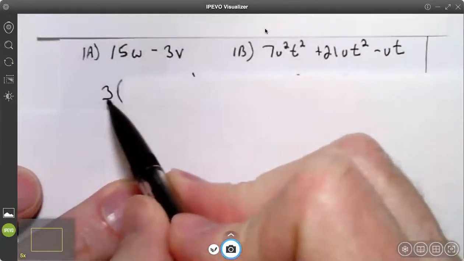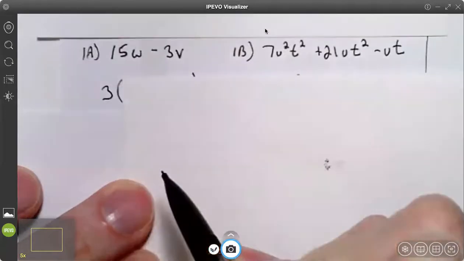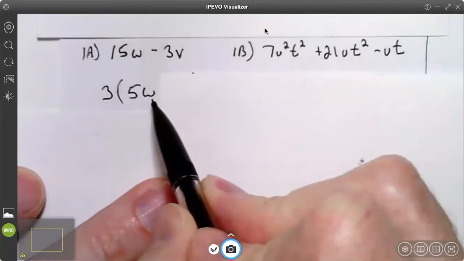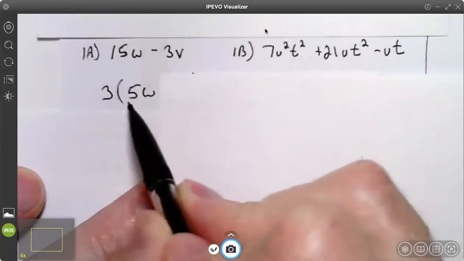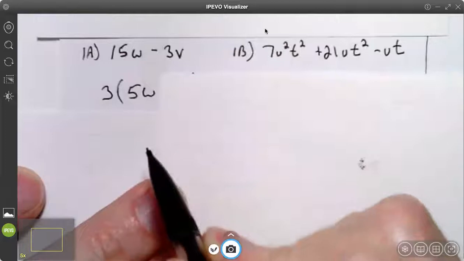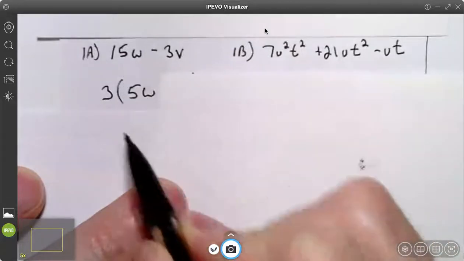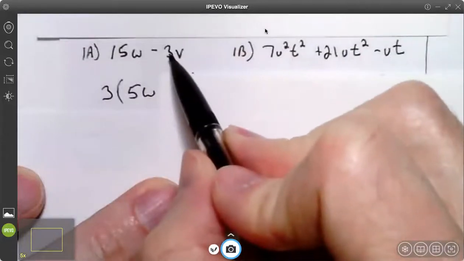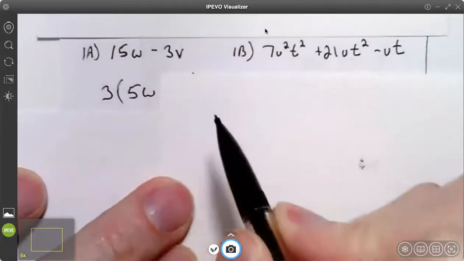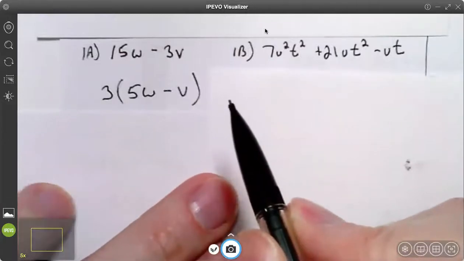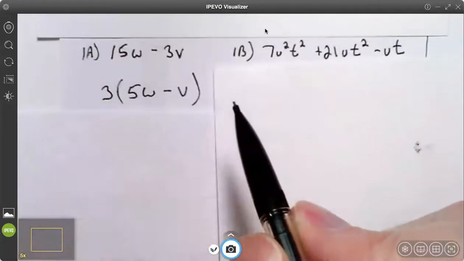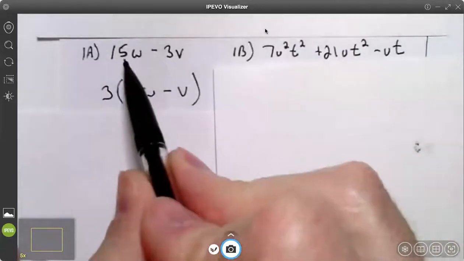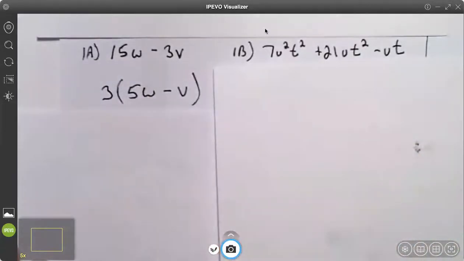After I factor 3 out of this 15w term, I am left with 5w. The w I didn't factor out is still there. And for the number, you think, what can I multiply by this 3 to get 15? 3 times 5 is 15. 3 times 5w is 15w. Now I factored a 3 out of this one. I left the v. It's still negative, so I'm left with negative v. And that is the answer. We have factored this binomial by factoring out the greatest common factor, which was 3.